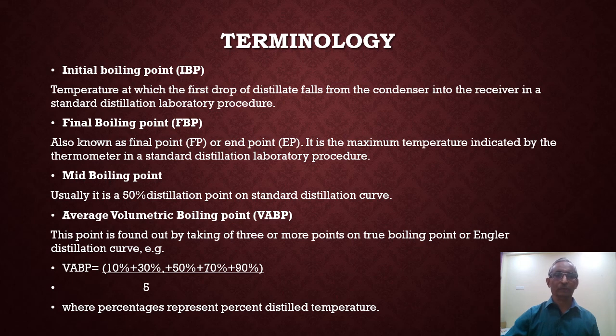Volumetric average boiling point. This point is found by taking three or more points on the true boiling point or ASTM distillation curve. For example, VABP is 10% plus 30% plus 50% plus 70% plus 90%, that is five points. Here you mention the respective temperatures, the 10% temperature, the 30% temperature, and so on, divided by the number of temperatures you have taken. That is the volumetric average boiling point.